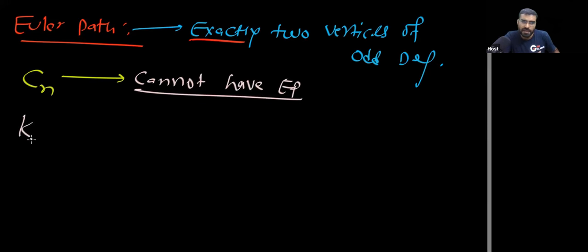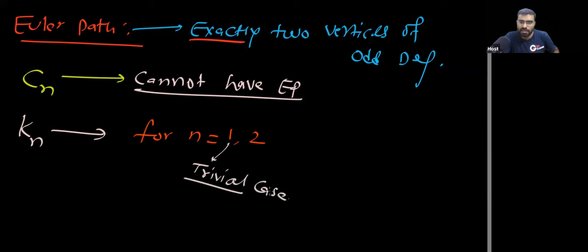What about Kn? For which values will you have Euler path? For n equal to 2. I can say for n equal to 1, 2. N equal to 1 will be a trivial case, so you can forget about it. But for n equal to 2 also it will happen. Okay. So what about Kmn?